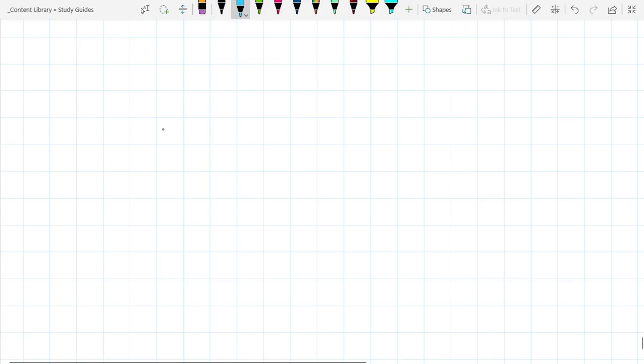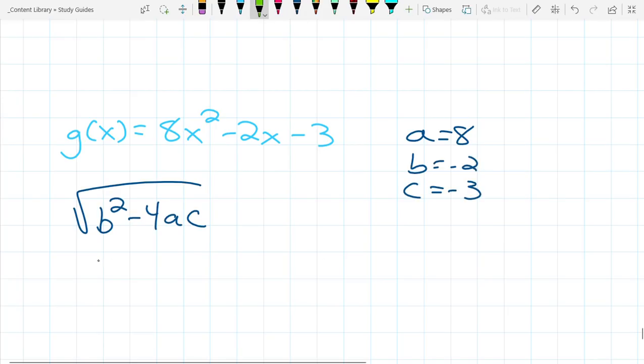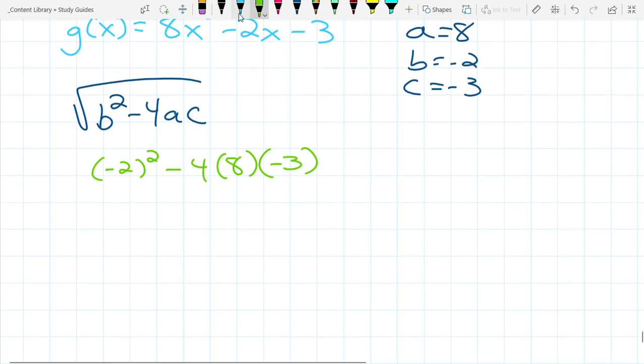22 says, using the discriminant, how many x-intercepts are there? So again, we don't care what they are, we just want to know how many there are. So we care about the discriminant, which is the b squared minus 4ac. That's the part under the root sign. So a is equal to 8, b is negative 2, c is negative 3. So b squared would be negative 2 squared minus 4 times a, which is 8, times c, which is negative 3. So now we do order of operations.